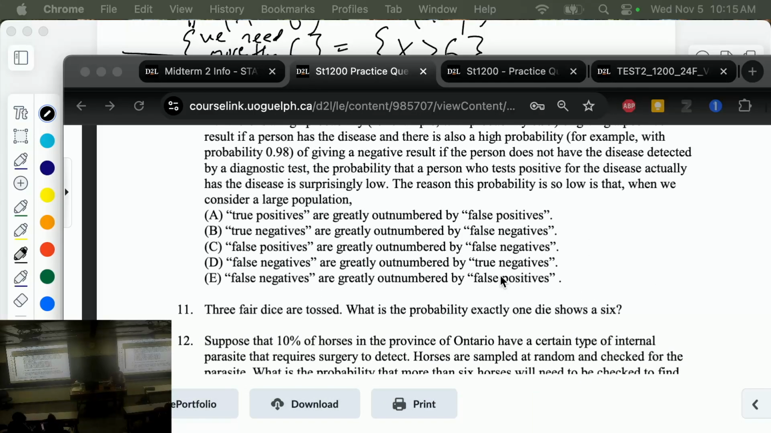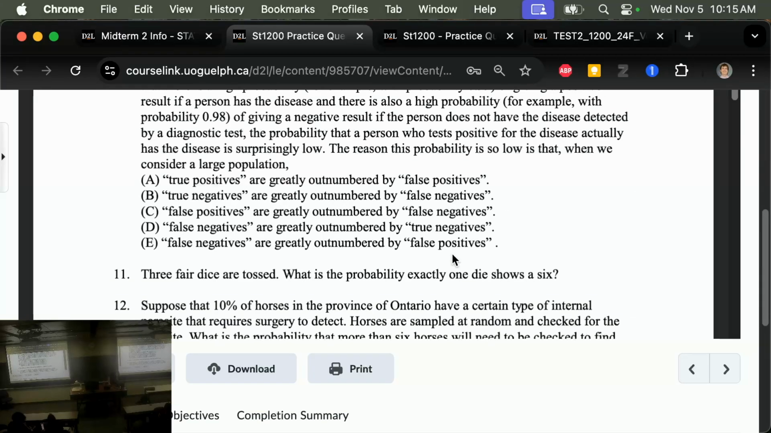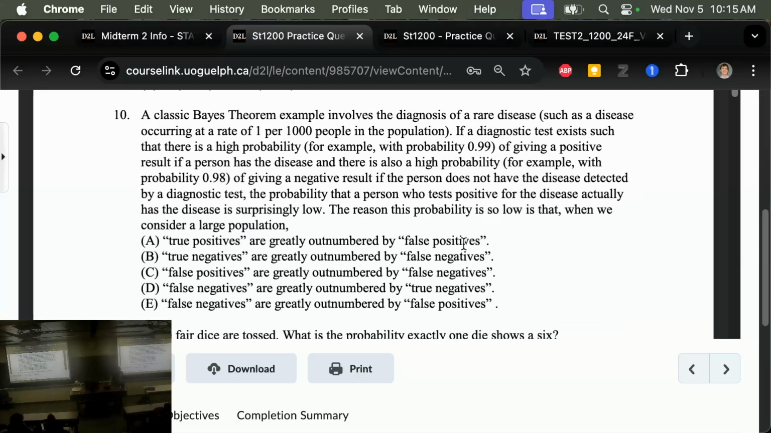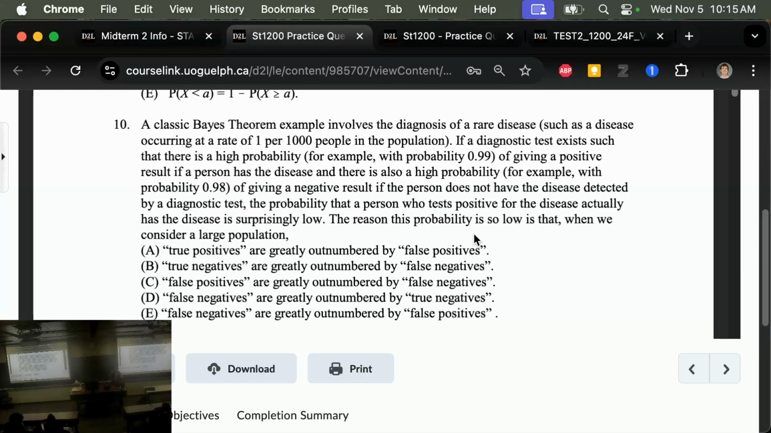There are some of these tricky multiple choice ones where you don't really have to do a lot of calculation. You just have to think about it the right way. Here's a good one. This is one we did in class about why it is true that when you take a test for a disease, even if you get a positive test, the probability you have it is somewhat low. The reason the probability is low when we consider a large population is that there are all sorts of different combinations of true and false positives.